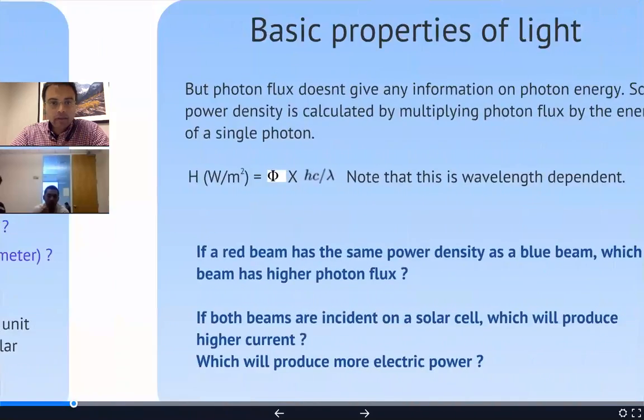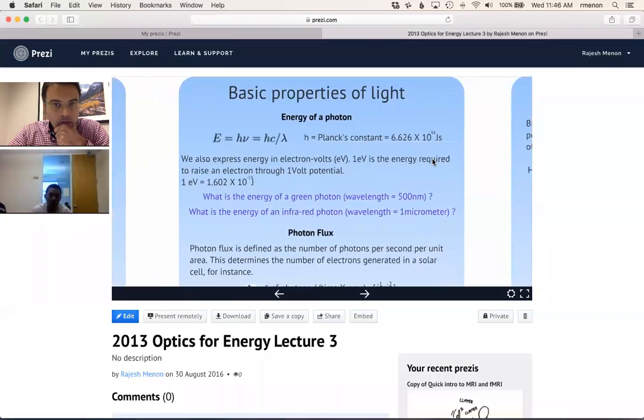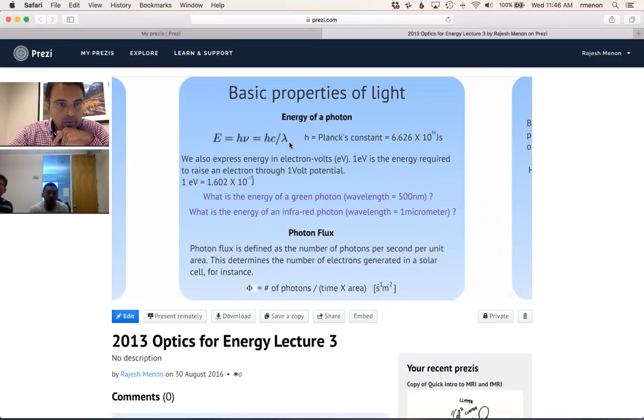Like the color of the photon, is the darker one more energetic, because green is darker than red? So you should look at the wavelength. It depends on the wavelength. If you have longer wavelengths, you have less energy, right? It's inversely proportional. So the red photons have less energy than the blue photons. Okay, does that make sense?